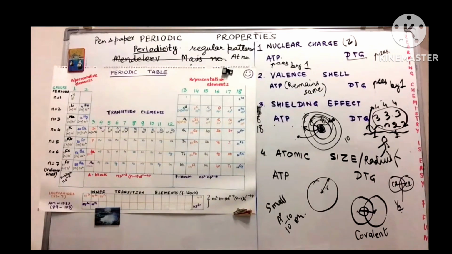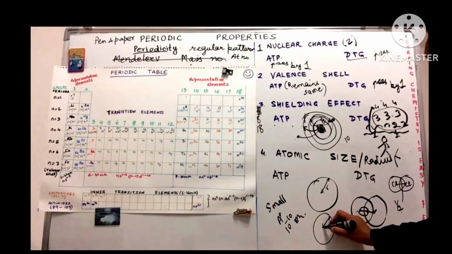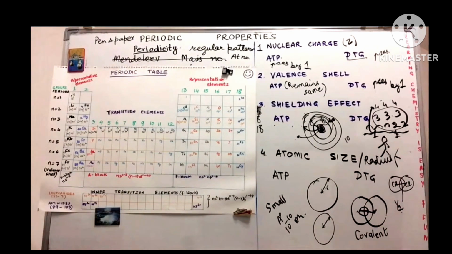Next, you can also define ionic radii. What is an ionic radii? The radius of the outermost shell from the nucleus in an ion will give me the ionic radii.